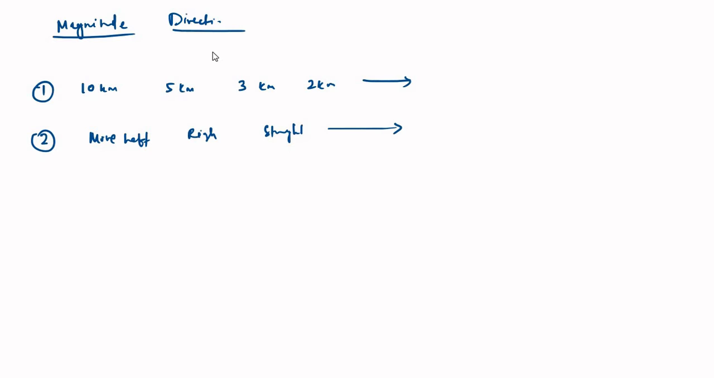So in these two cases, in the first case there is something missing, in the second case also there is something missing. In the first case we have the magnitude, okay, we have magnitude, but we lack direction. Here we have direction, but we don't have magnitude.